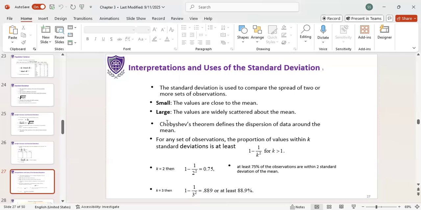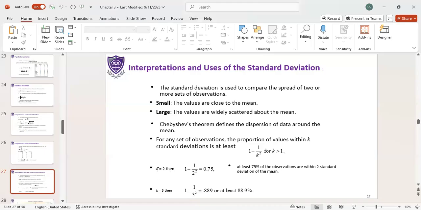There is Chebyshev's theorem, which is about the dispersion of the data around the mean. And this applies to any set of observations. If we don't know whether they are symmetric, left skewed, right skewed, or any other type of distribution, we can always say the proportion of the values within k standard deviations from the mean is at least 1 minus 1 over k squared, for k greater than 1.